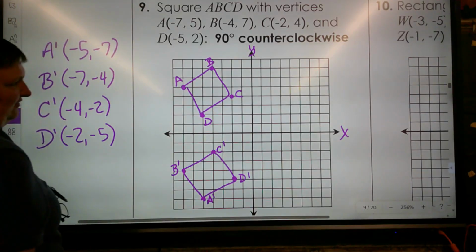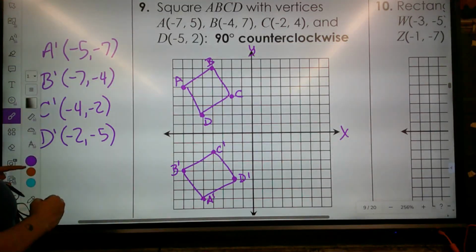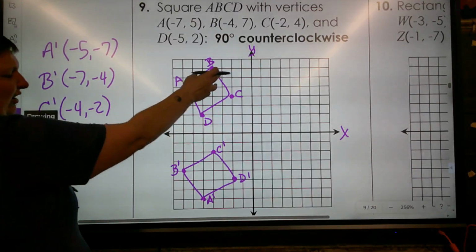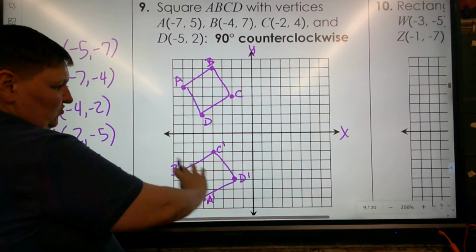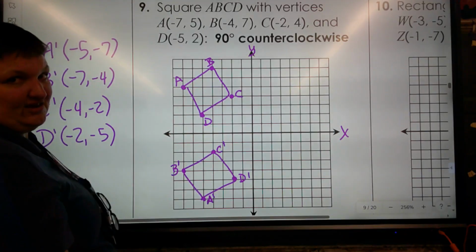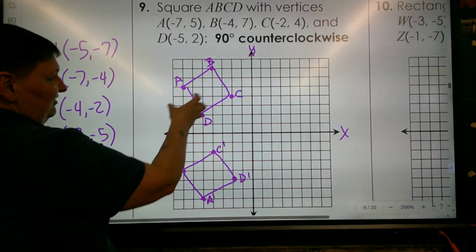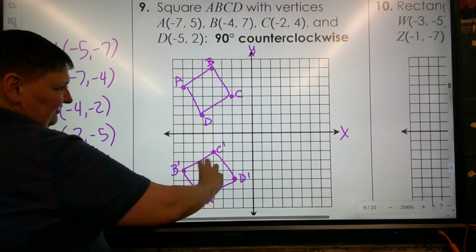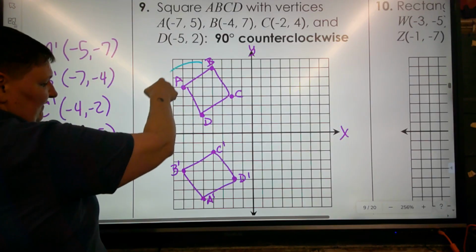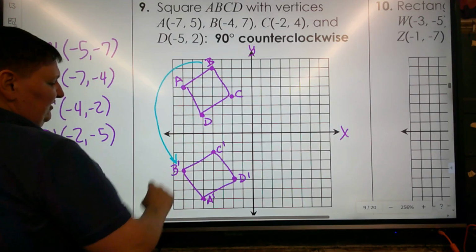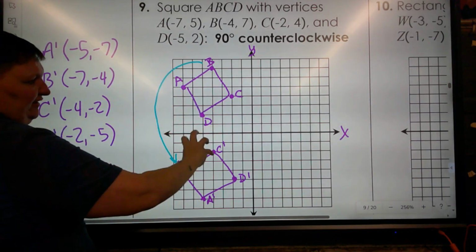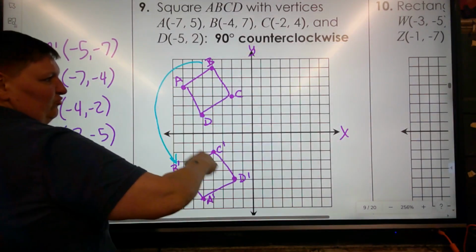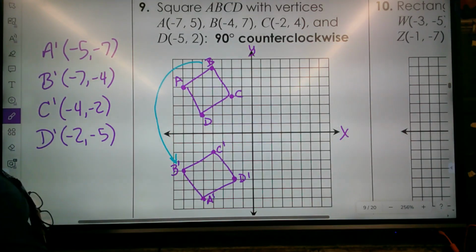Back to A. Right? And not only did we predict it right about going to the next quadrant because it's only 90 degrees counterclockwise, but imagine you picked it up and spun it 90 degrees. That's how you go from here to here with your B to B prime. You spun it. You're spinning it around the origin.